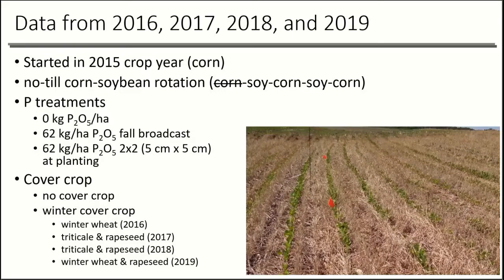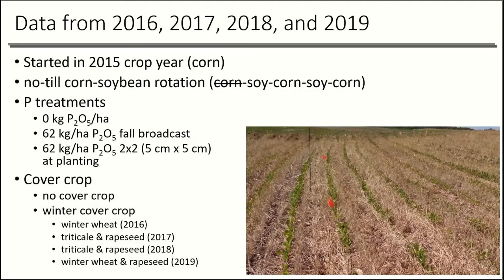But we did have our treatments in place that year, right? Cover crop and fertilizer management. We have 3 different fertilizer management treatments. Control, no phosphorus fertilizer application, and then a fall broadcast treatment or a spring injected treatment. That spring injected is a 2x2 application with a planter. And both of these are a little over 62 kilograms per hectare, about 55 pounds of P2O5 per acre was the application rate.